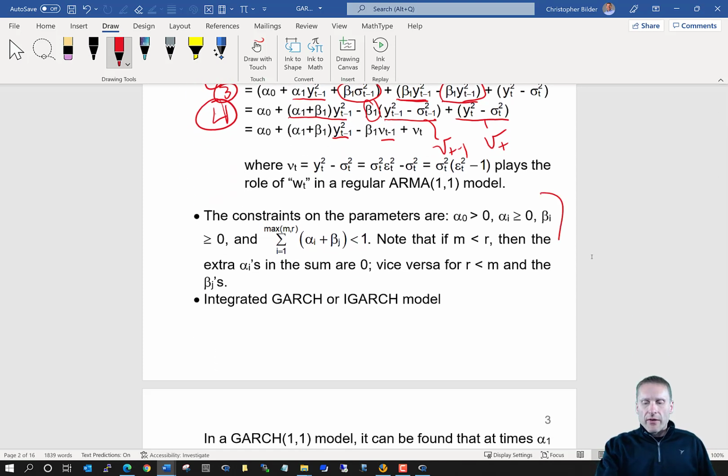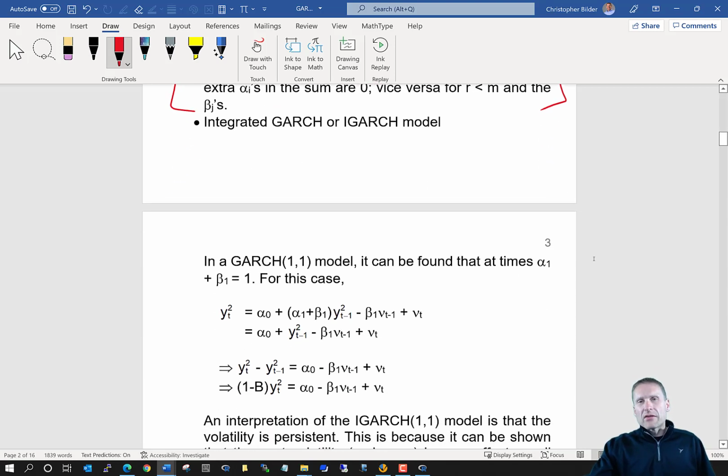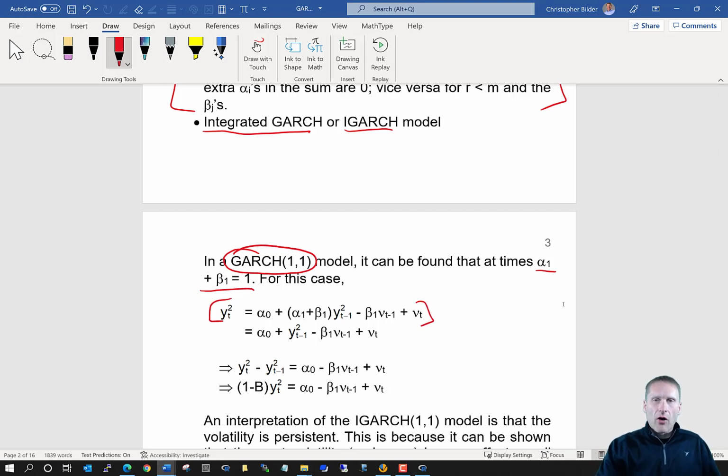With this model, there are various constraints on our corresponding parameters. One special model that you will see sometimes discussed is what's called an integrated GARCH or iGARCH model. And what this basically means is this. Imagine you have a GARCH(1,1) model, but now alpha 1 plus beta 1 is equal to 1. So based upon what I had written for that ARMA(1,1) representation of our model, look what happens if alpha 1 plus beta 1 is equal to 1. Then I have nothing there.